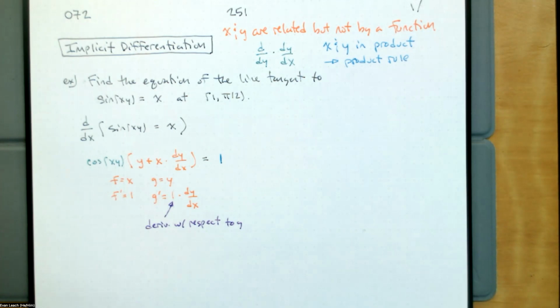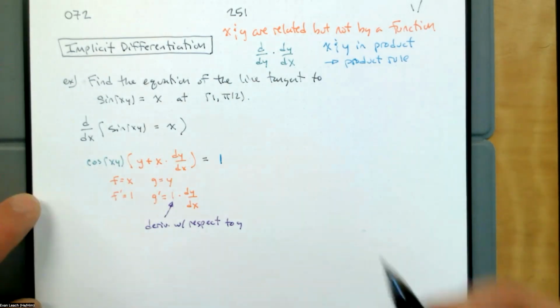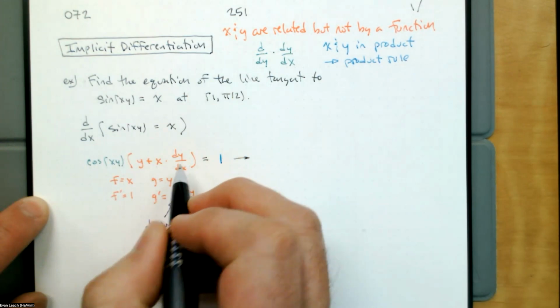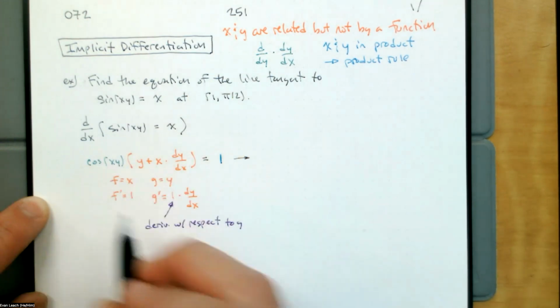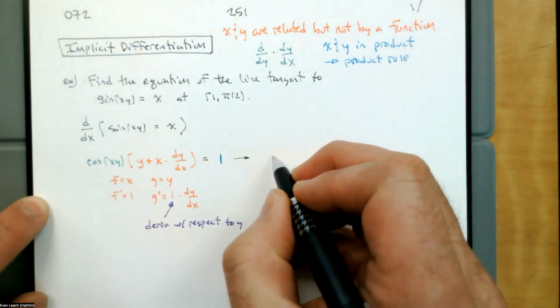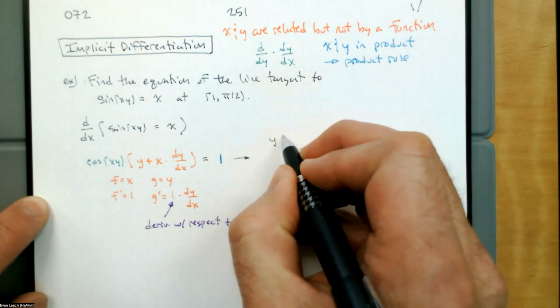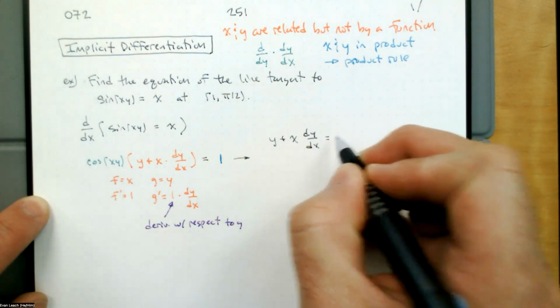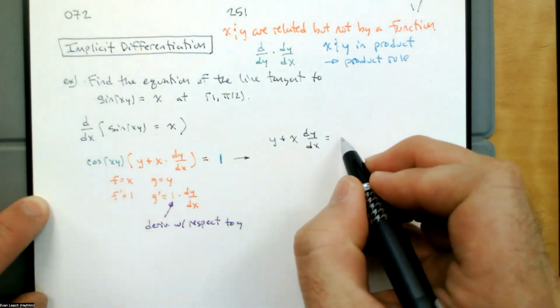At this point, we could try solving for dy dx. We don't have to, we're going to eventually. We could plug in the points and then solve for dy dx, or we could solve for dy dx as is. Notice that dy dx is inside this factor, so we might want to get rid of this cosine of xy. So maybe we'll write y plus x times dy dx is equal to 1 divided by cosine of xy.